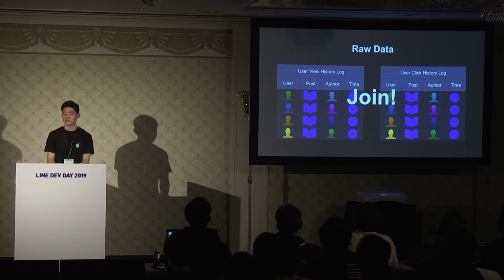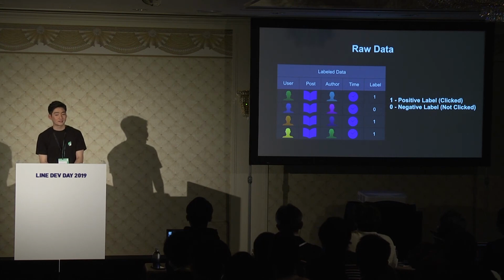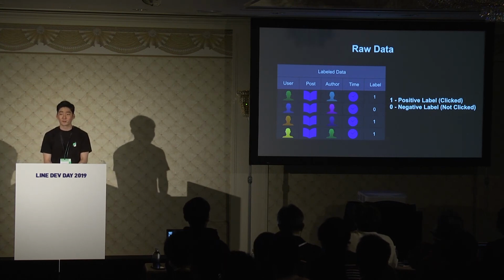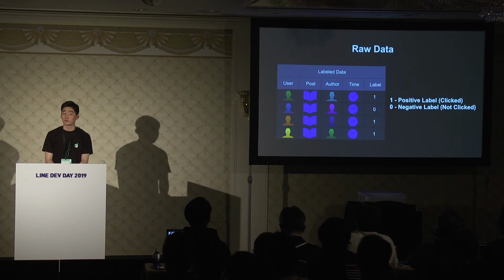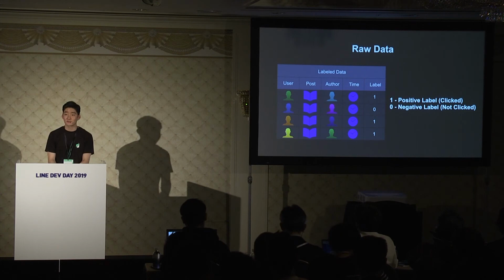How? We just joined them, right? Joining the logs gives us this format, which is the labeled data format we desire. Positive labels occur when a user viewed a post and made a click for it, and negative labels occur when a user only viewed a post without making a click. Using this data, we can train a supervised machine learning model. So now let's move on to the next step on the pipeline.